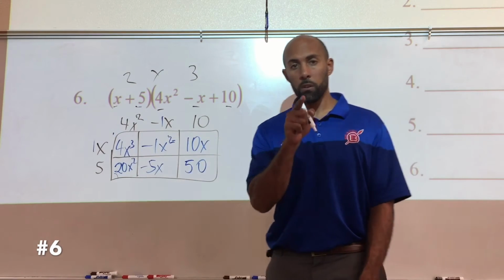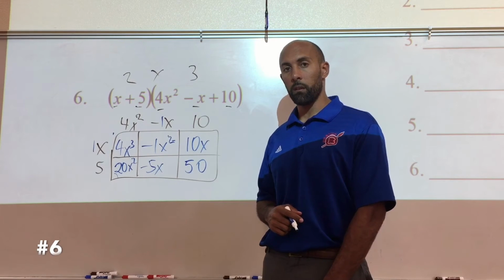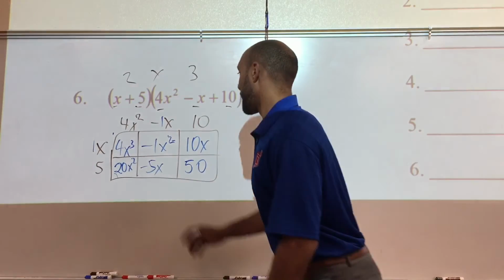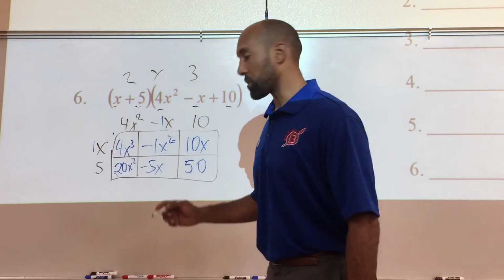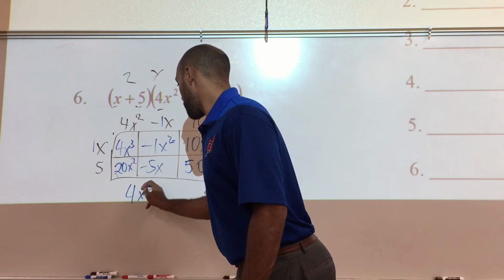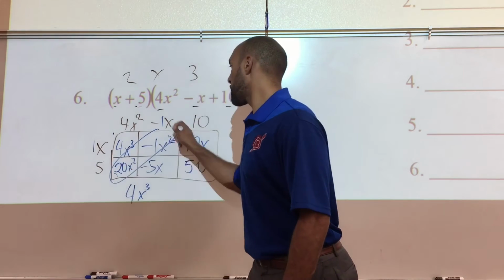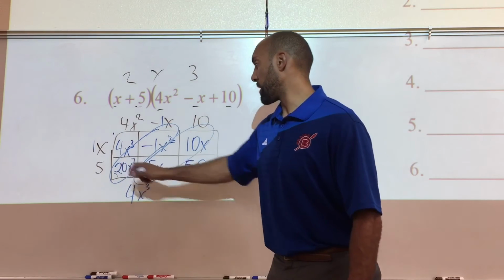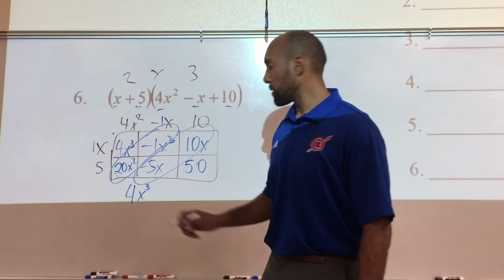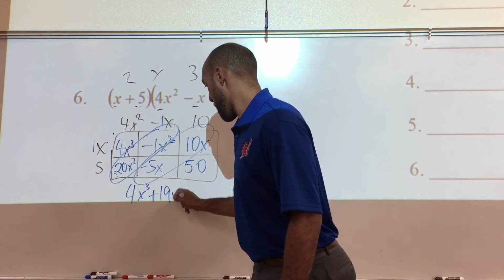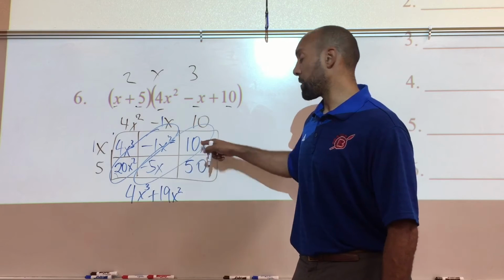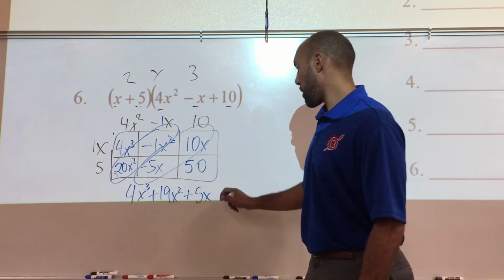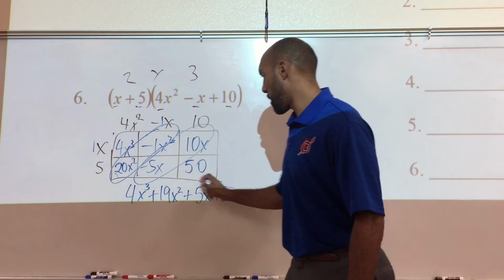Stop there. I want you to put that expression together. Okay, add the like terms. Ready? Are you ready now? All right, let's do it. Okay, now, again, highest exponent goes first, 4x cubed. And just like I said before, the diagonals add up to each other, or they're like terms. So 20x squared and negative 1x squared is 19x squared. Negative 5x and positive 10x, that becomes 5x. Okay? And then the last term, 50.